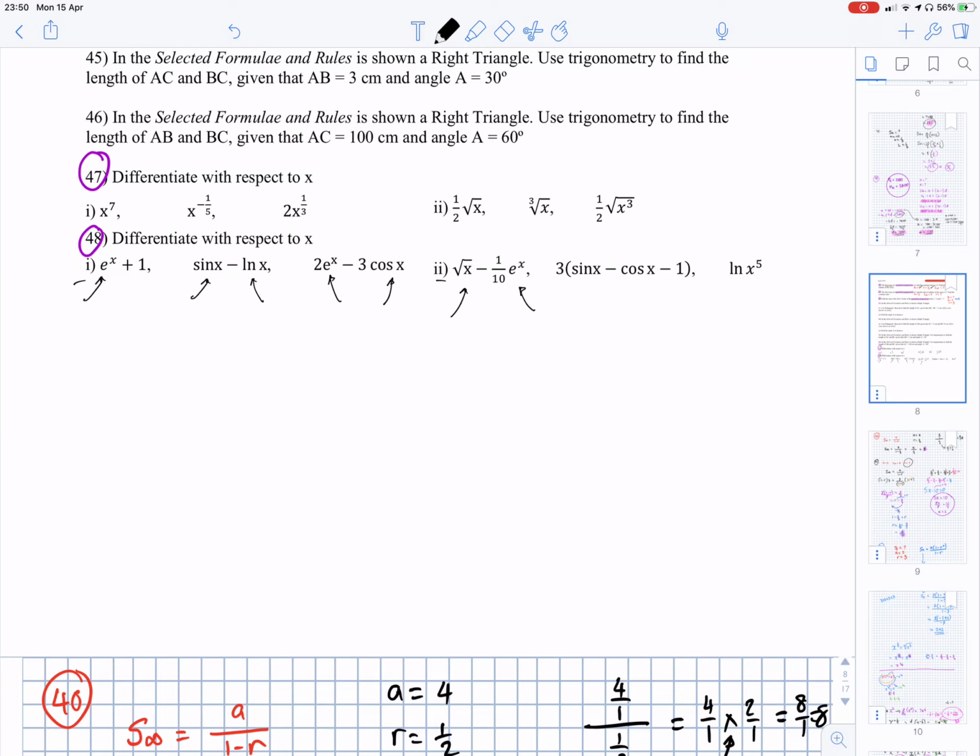E to the power x, there is sine x, cos x, a digit minus 1, another digit 1 here. And then there's ln x to the power 5.